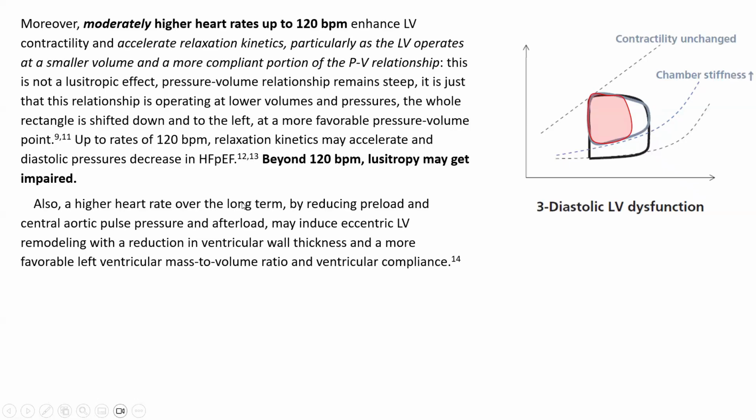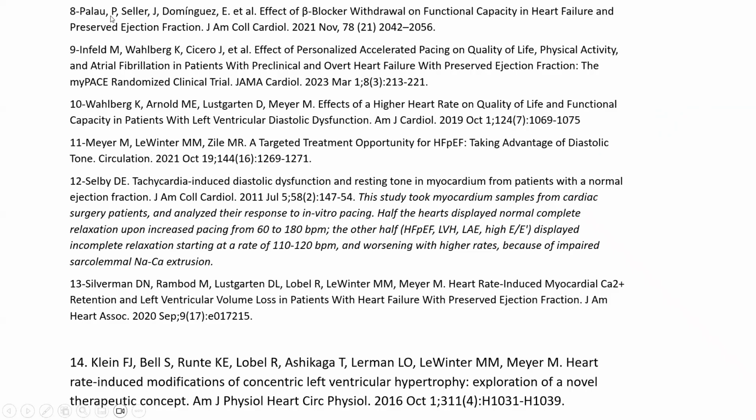Also, a higher heart rate over the long term in heart failure with preserved EF, by reducing preload and central aortic pulse pressure and afterload, meaning by unloading that left ventricle, may induce eccentric LV remodeling with a reduction in ventricular wall thickness and stress and a more favorable left ventricular mass to volume ratio and an improved ventricular compliance over the long term. And this is the data, those 7 papers supporting what I said.